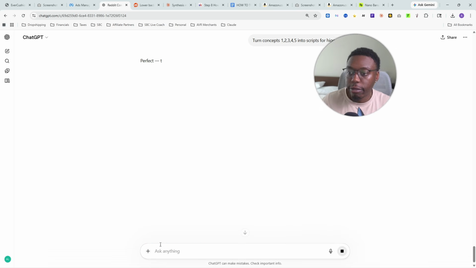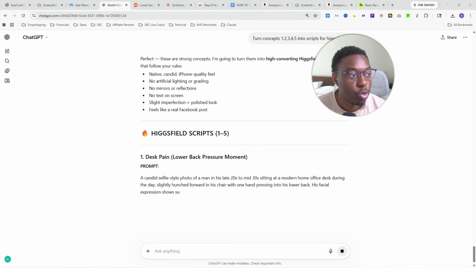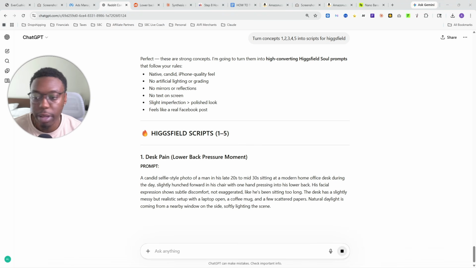And it's going to do that for me. It's going to turn these scripts, and I could just paste them into Higgsfield, and it's going to generate some of the most realistic photos that you could possibly think of.